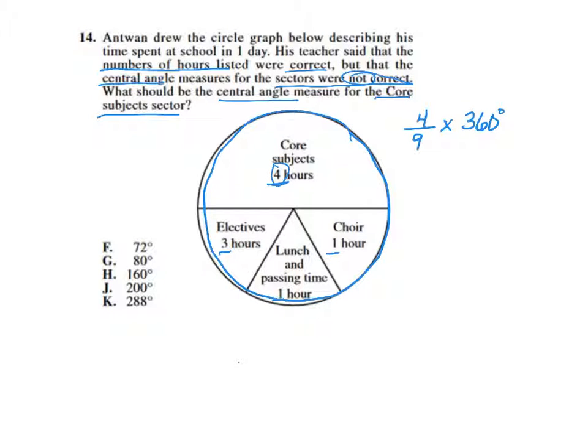Now when you do that, you can just do this kind of like this, where you have 4/9 times 360 over 1. You can take 9 goes into 360 40 times. So 4 times 40 is 160. And that would tell you how many degrees this central angle should be. Notice they have it listed as 180, but it really should be 160, which is the letter H.